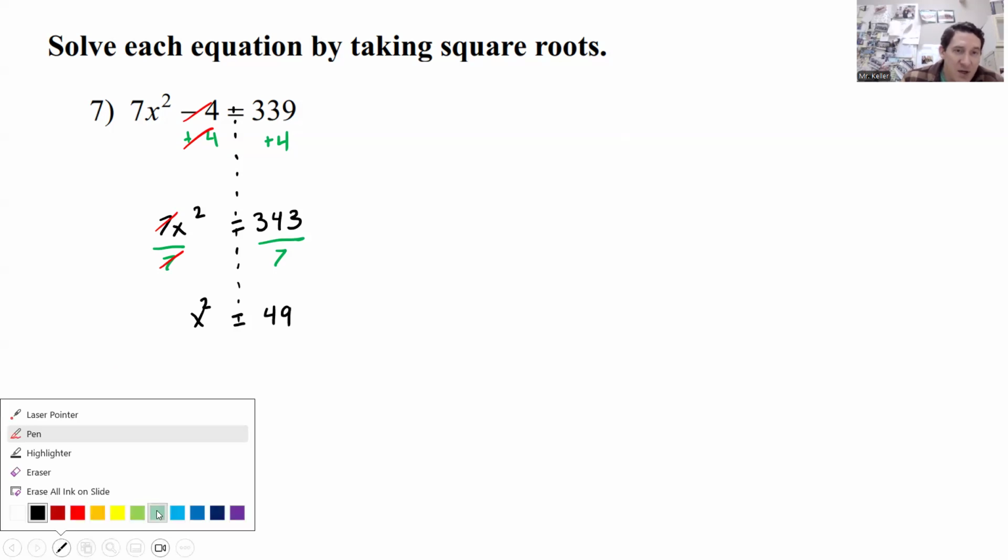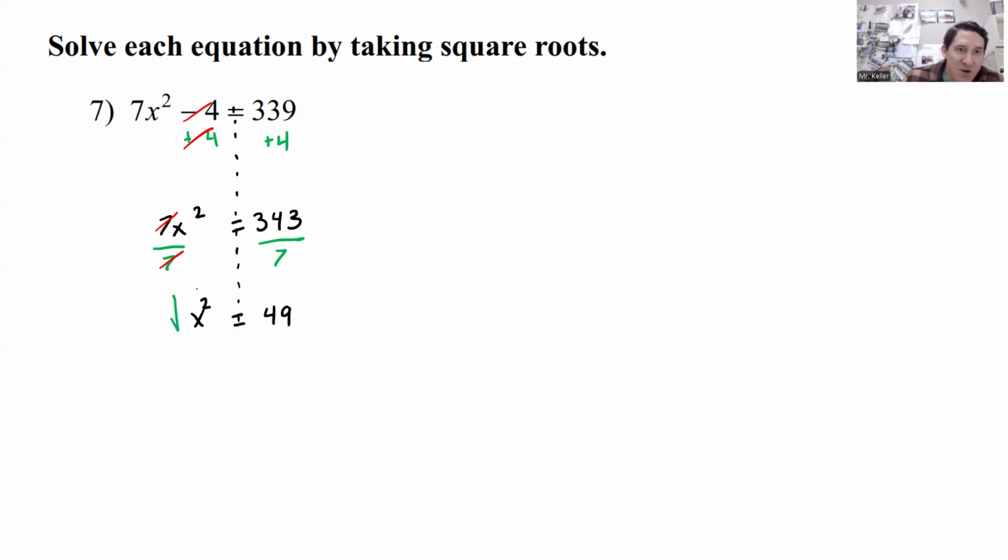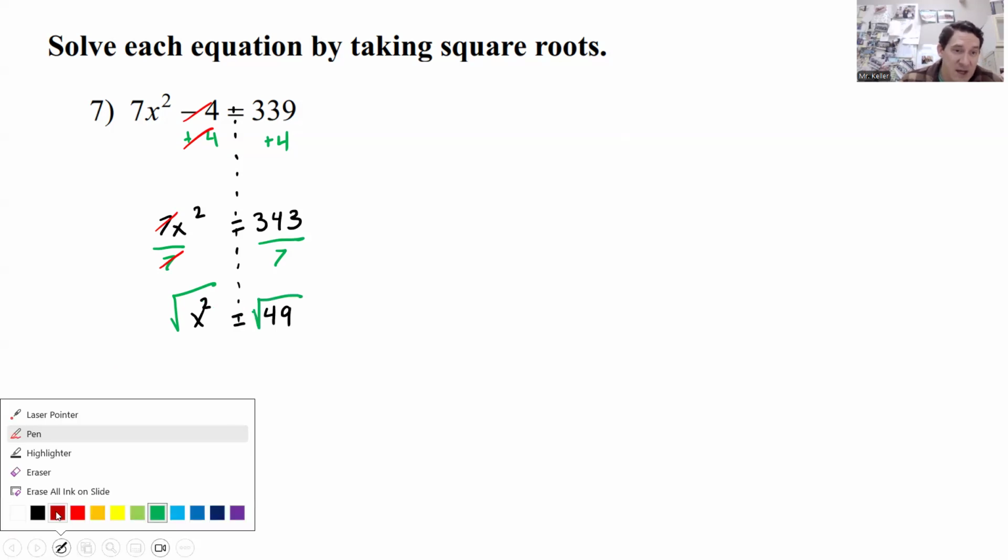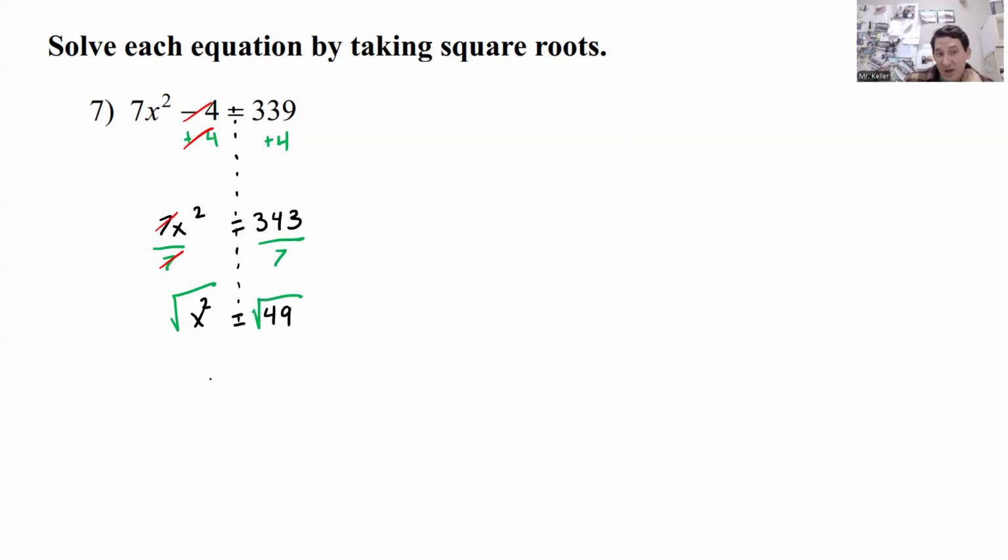And then once we're here, the opposite of squaring is square root. So to take care of the square, the power, I need to take the square root of both sides. The square root and the square cancel each other out, and I get just x. Square root of 49 is 7. Remember when we take the square root, it can be a positive or negative 7. So there are two solutions. x can be a positive 7 or x can be a negative 7.